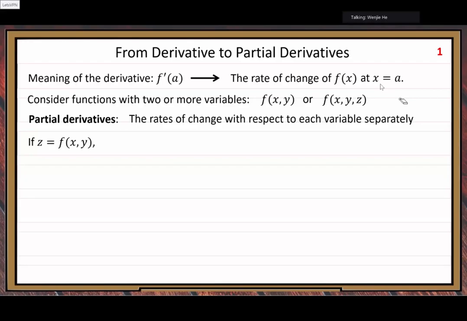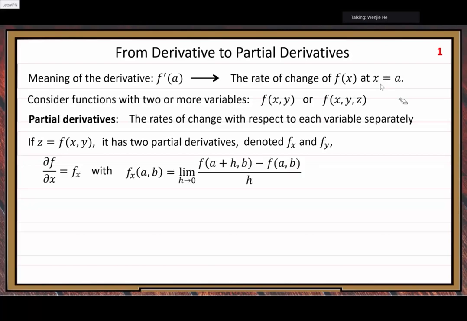Let's look at a simple example. If z equals f of x and y, it has 2 partial derivatives, f sub x and f sub y. We can use this partial notation, partial f over partial x. Sometimes we use this notation, sometimes we use this notation. And the specific definition is the limit way, similar to the ordinary derivative.